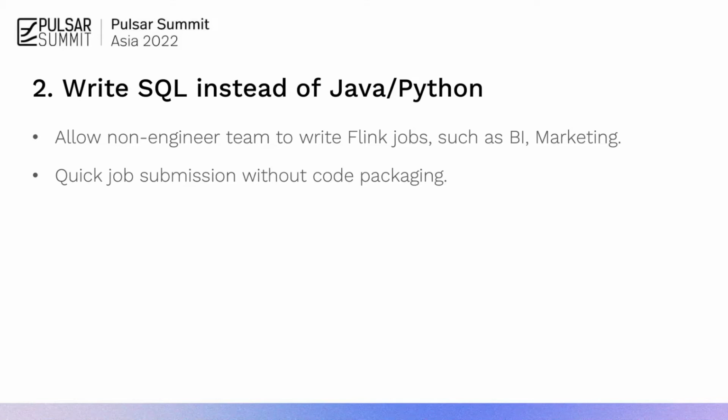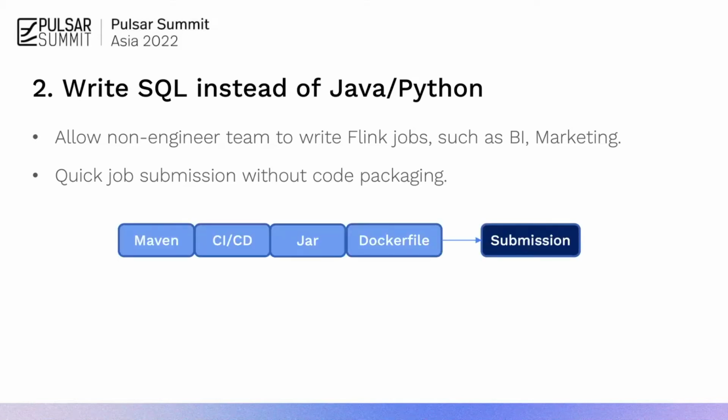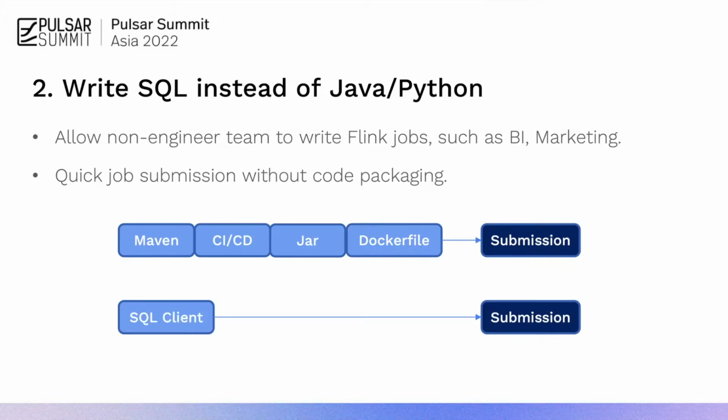Let's use a Java project as an example. In a Java setup, you probably want to have a Maven project, and then you need to write up your code, and probably there are other CI/CD pipelines. And after all this, everything will be packed into a jar. And finally, you even need to put the jar inside the Docker file before you can submit to Flink. However, with the help of the SQL client provided by Flink itself, we can just launch a SQL client and write SQL scripts, press enter, and the job will be submitted.